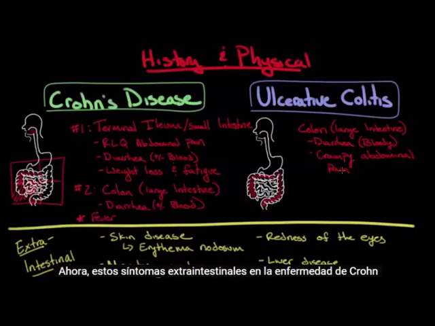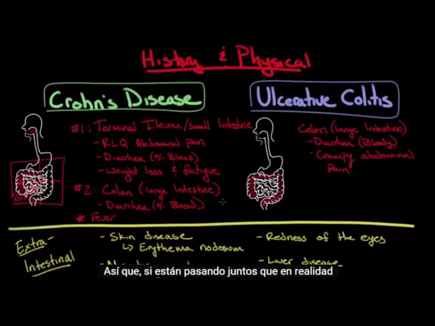Now, these extraintestinal symptoms in Crohn's disease and ulcerative colitis are actually pretty important because the GI symptoms of the disease can be fairly nonspecific. I mean, there's a lot of things that can cause right lower quadrant abdominal pain and diarrhea. However, there are not many diseases that will cause these GI symptoms in association with some of these extraintestinal symptoms. So if they're happening together, that's actually a fairly specific sign that someone might have inflammatory bowel disease.